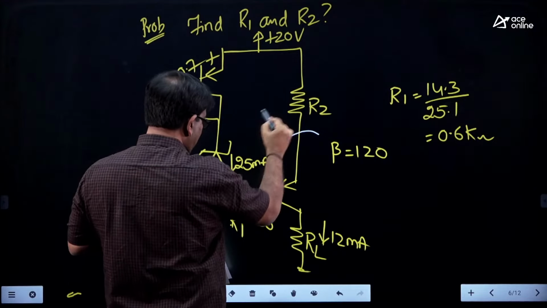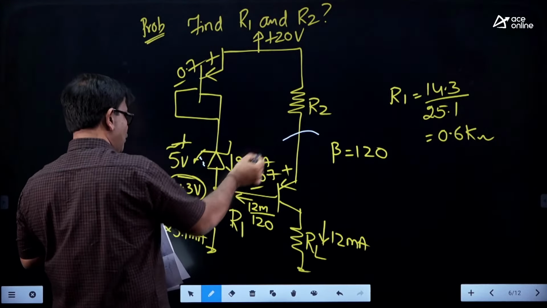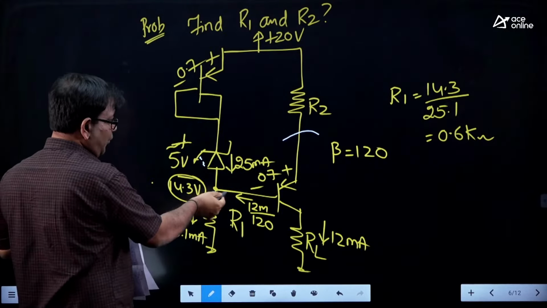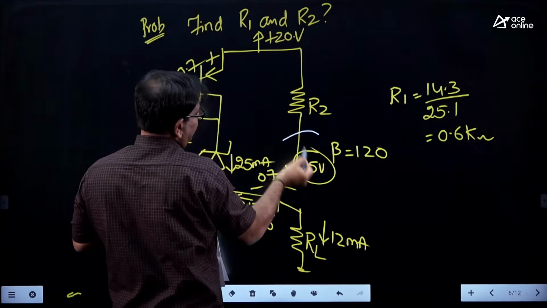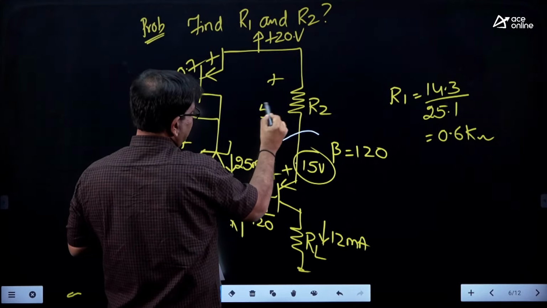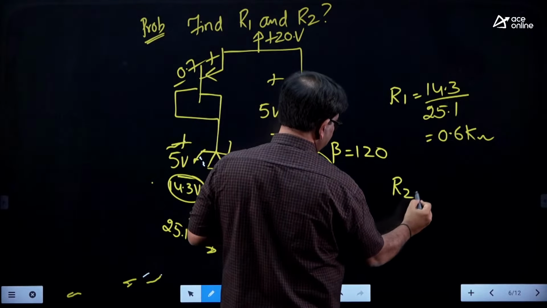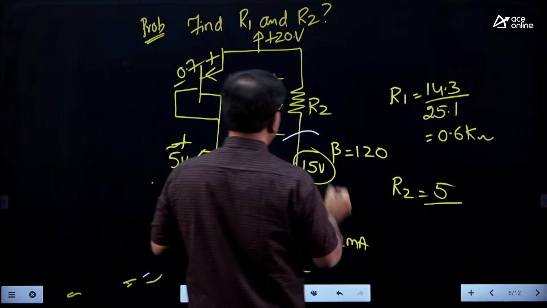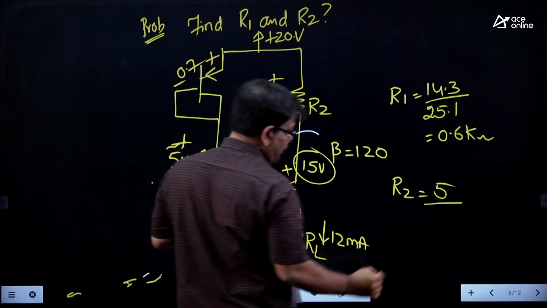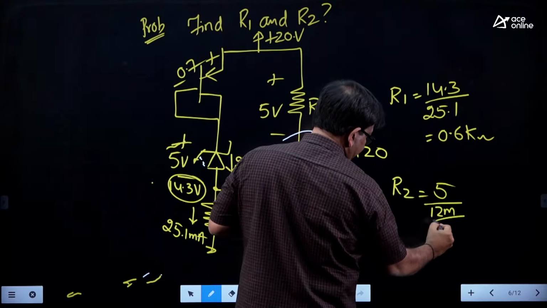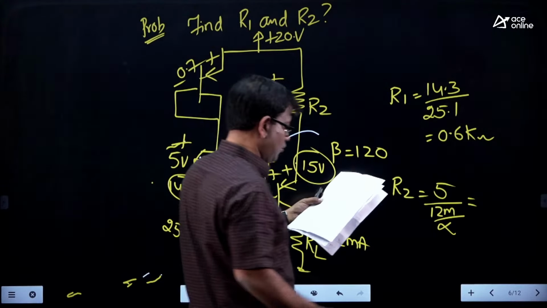Now, he wants R2 also. This is again 0.7. If you go up, the voltages will add. So, 14.3 plus 0.7 is 15 volt. So, already 20 is there, 20 minus 15 is 5 volt. So, what is the solution? R2 is going to be 5 divided by this current, already 12 milliampere is there, emitter current is going to be 12 milli by alpha, it is approximately 12 milli only. So, this comes around 0.4 K.